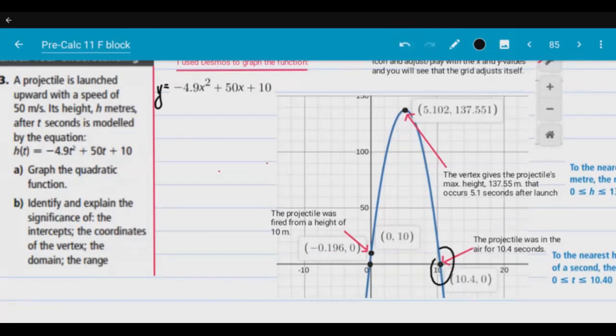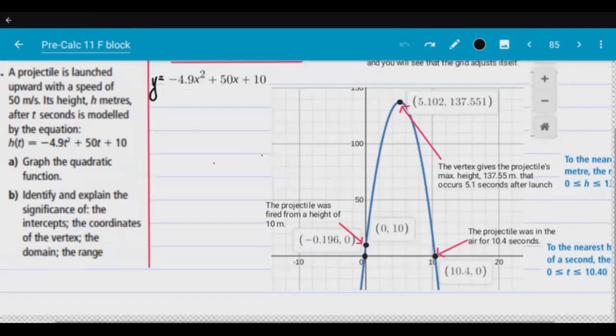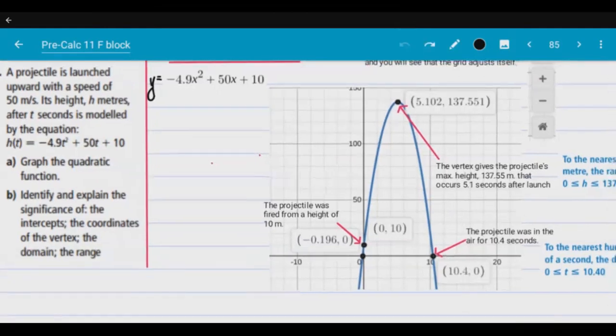The other x-intercept talks about how much time elapsed before the projectile actually hit the ground. So it was in the air for 10.4 seconds. What this coordinate means is that 10.4 seconds pass by before it hits the ground, because the y value talks about the height. What about this one? That is the maximum point. It is the vertex. It gives the projectile's maximum height, which is about 137.55, and it occurred 5.1 seconds after it was fired or launched.